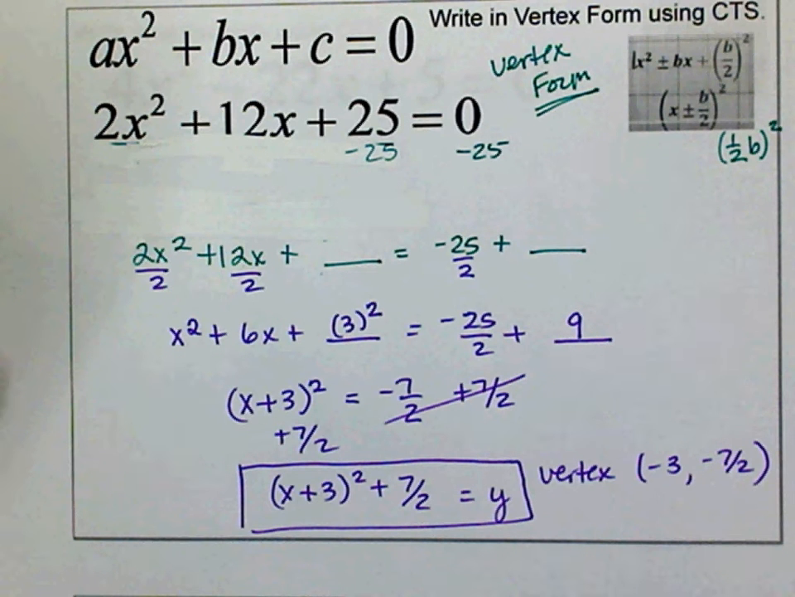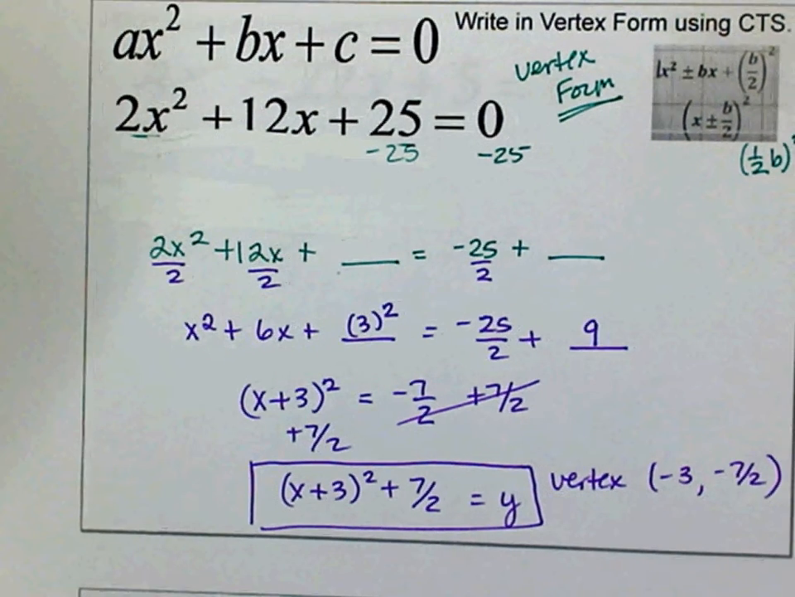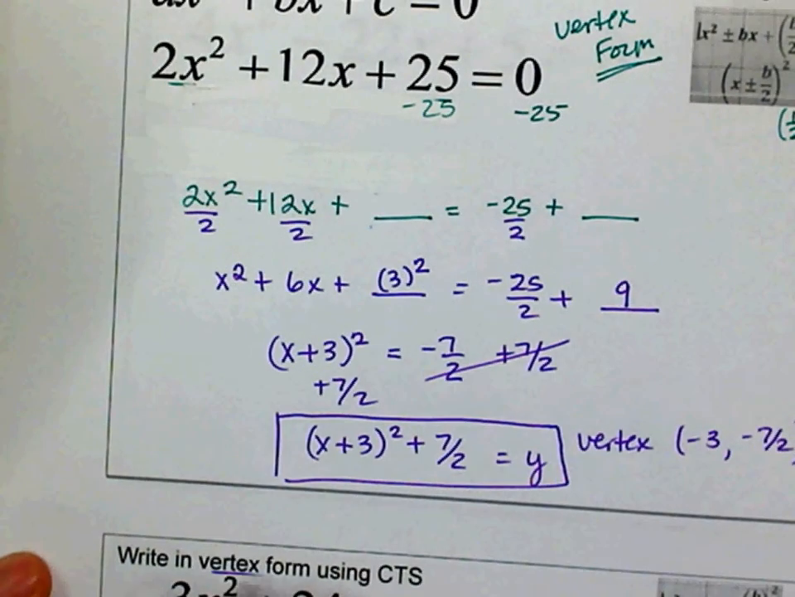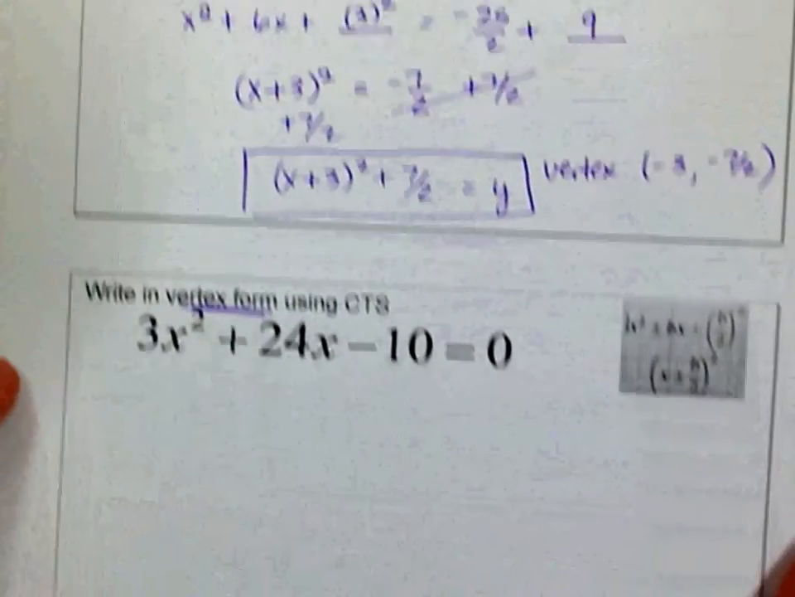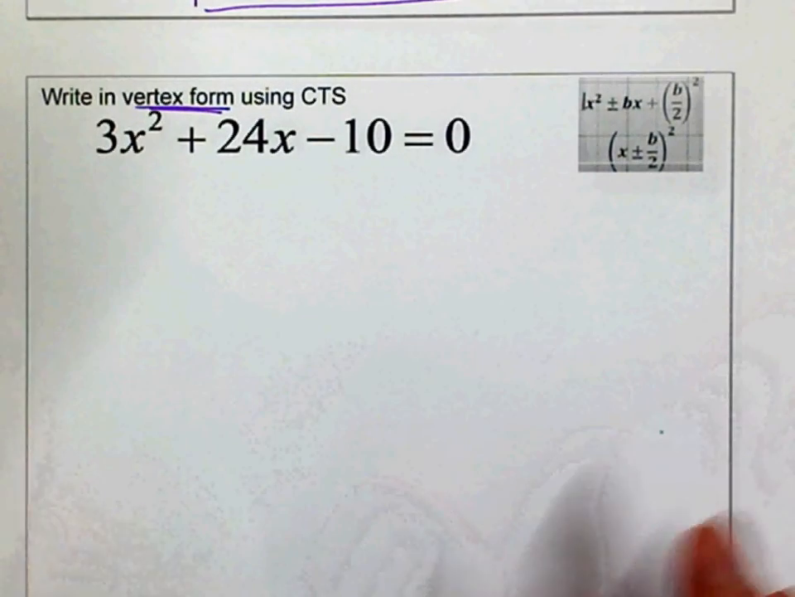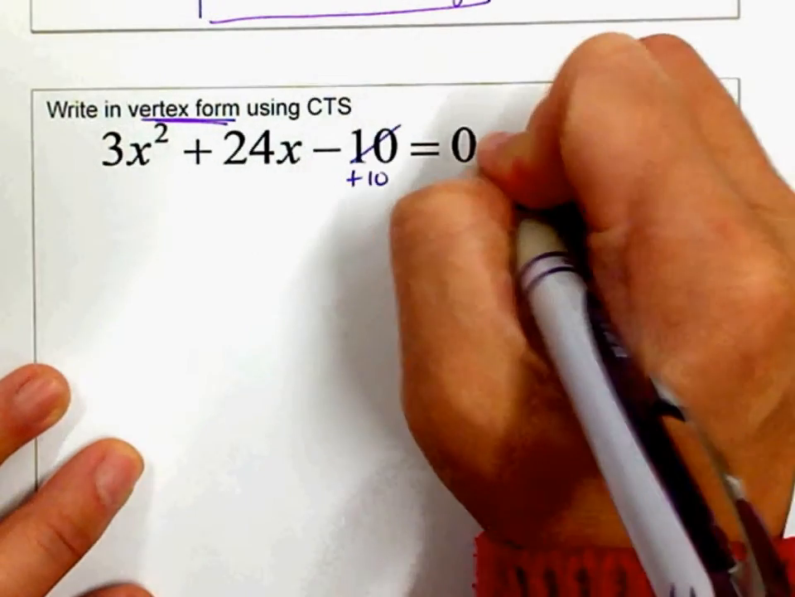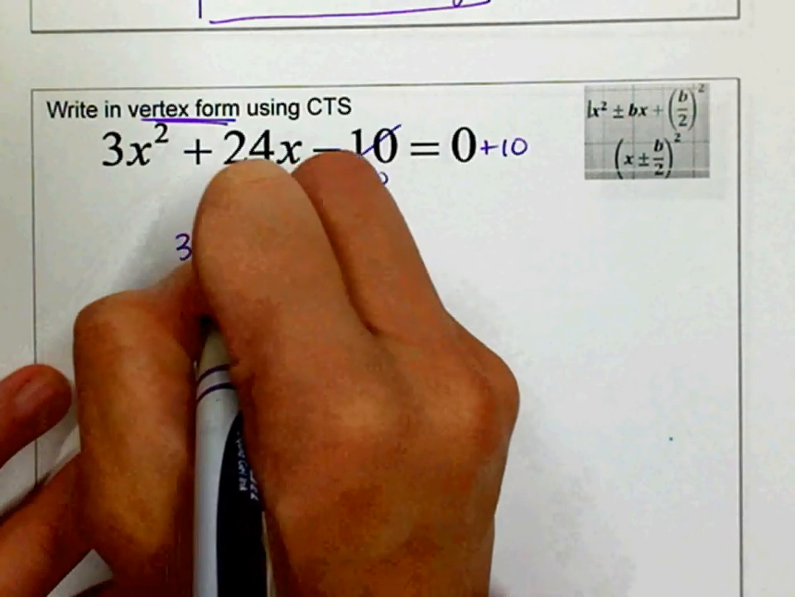Do I have another one? Oh, I got 2 more. Okay, that's okay. We can do this one in vertex form also. Okay, let's get more practice. Here's another one. This is also a vertex form. Okay. Add 10, add 10. 3x squared plus 24x plus a blank is equal to 10 plus a blank.